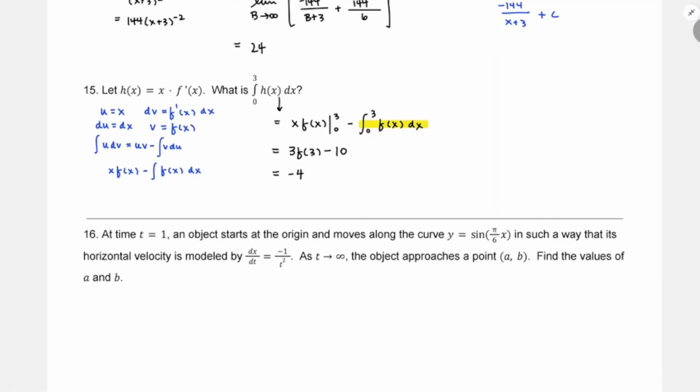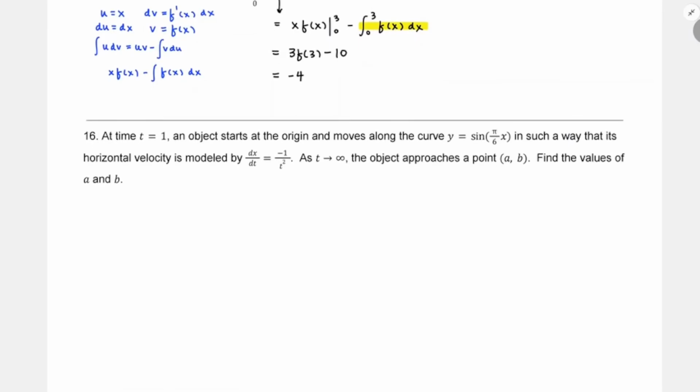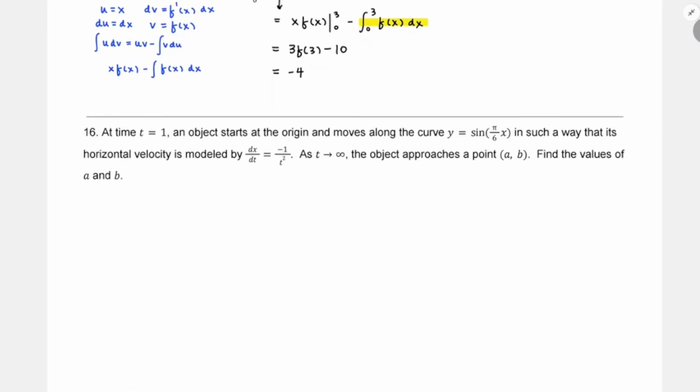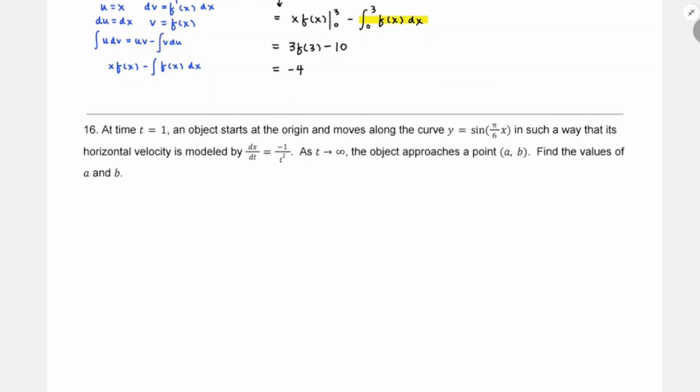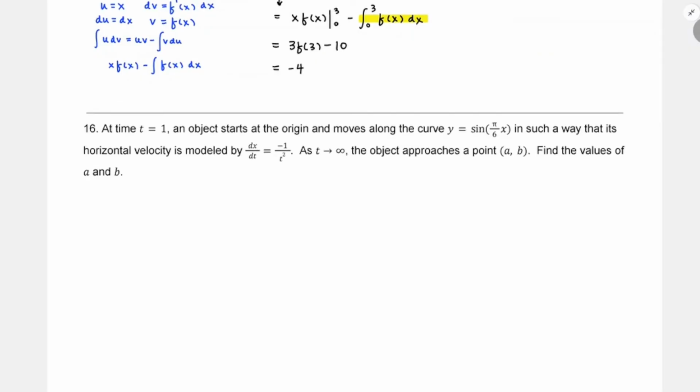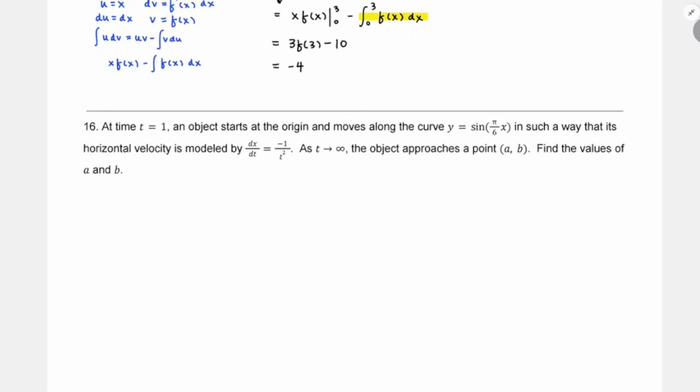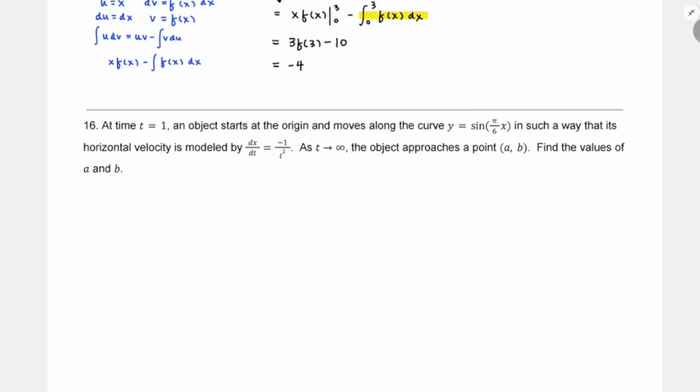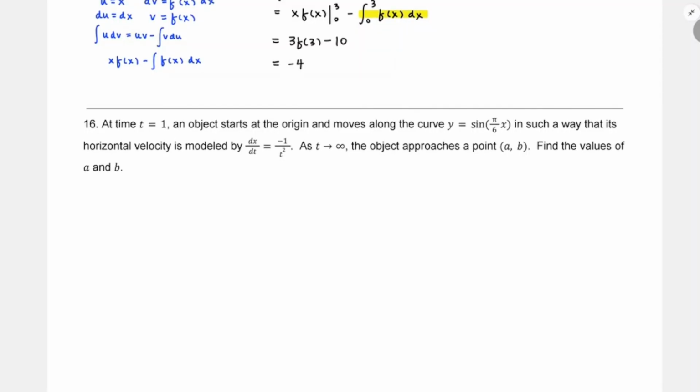Right, now number 16. At time t equals 1, an object starts at the origin and moves along the curve y equals sine of pi over 6x in such a way that its horizontal velocity is modeled by dx/dt equals negative 1 over t squared. As t approaches infinity, the object approaches a point A, B. Find the values of A and B.